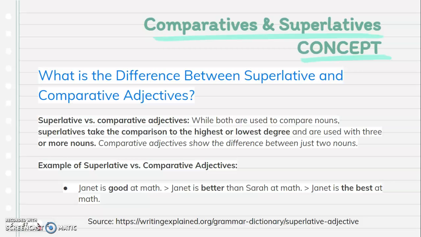Examples of superlative and comparative adjectives are: Janet is good at math. Janet is better than Sarah at math. Janet is the best at math.